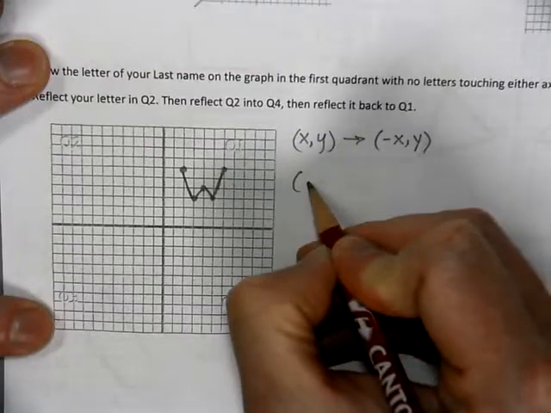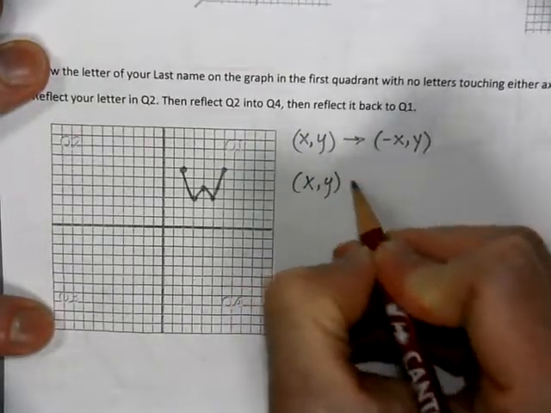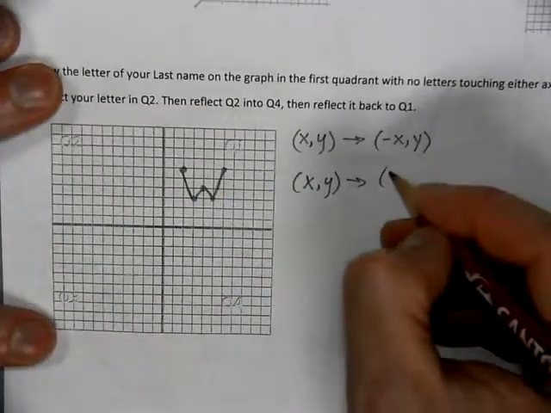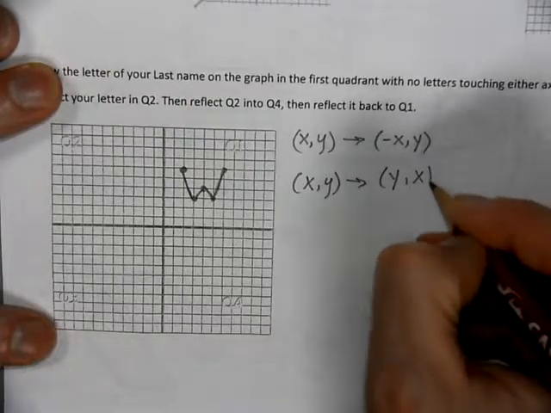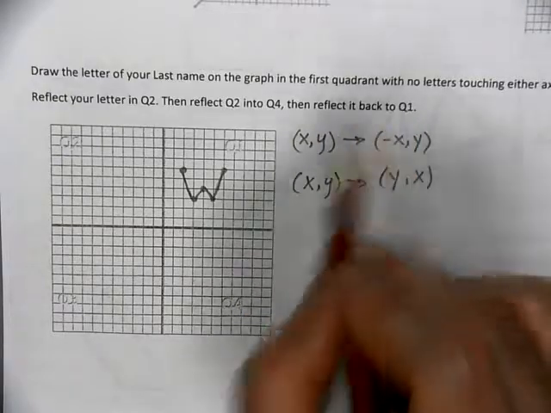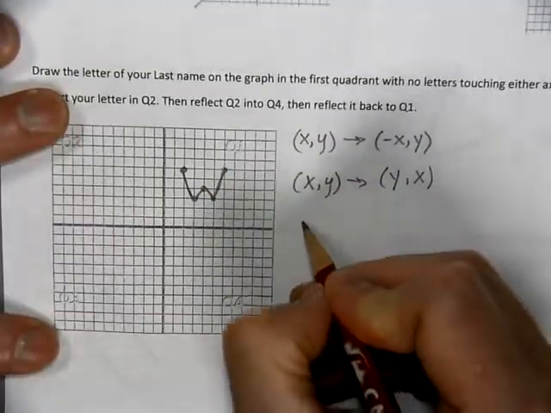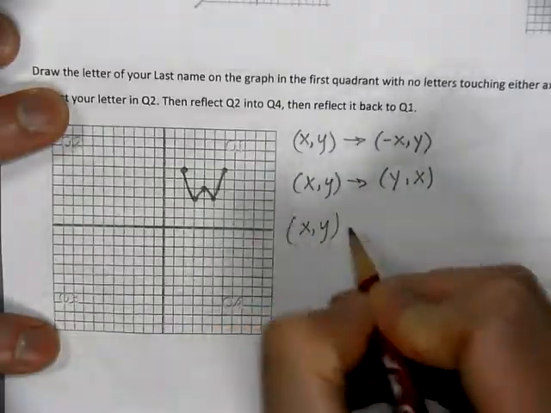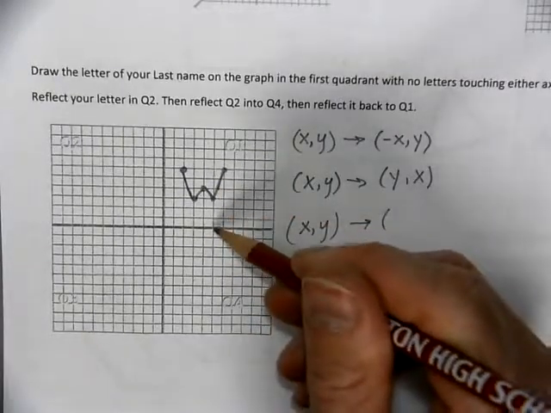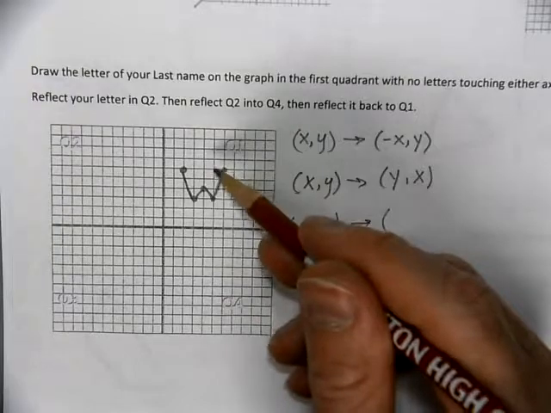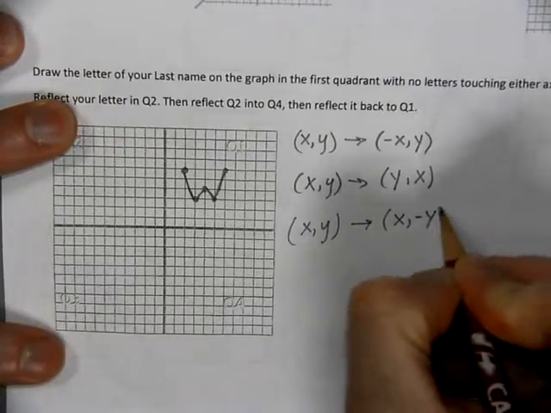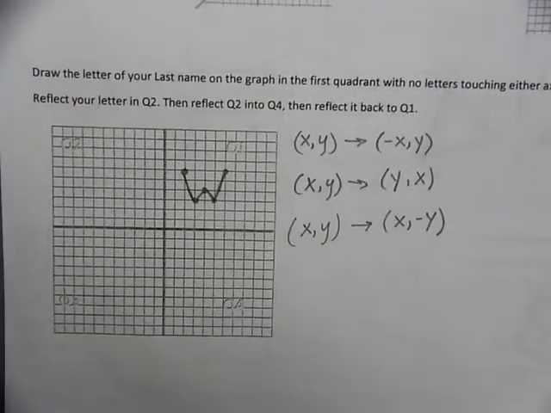So to do that, the only way to get there is to reflect it over the line y equals x. So you switch the y and the x. And then we're going to reflect it back to the first quadrant. So to do that, you're going to reflect it over the x-axis, so your y values change. So those are the different rules we're going to need to use.